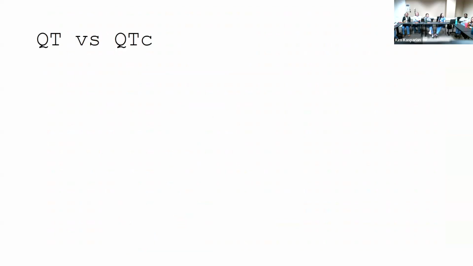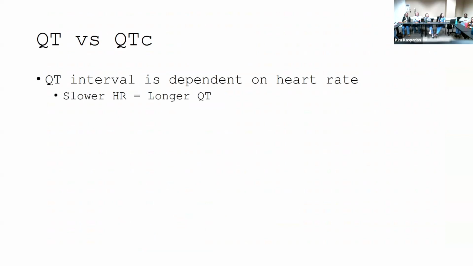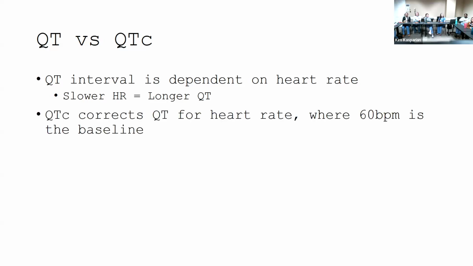All right, quick bit about QT versus QTC. So the QT interval, we talk about it a lot, and usually it doesn't amount to much, but the QT interval is going to be dependent on the heart rate. So the faster your heart rate, the smaller that interval gets, the slower your heart rate, the longer it gets. So we want to have a way to compare the QT between different EKGs on the same patient with different heart rates. So we have some math that we do to it.